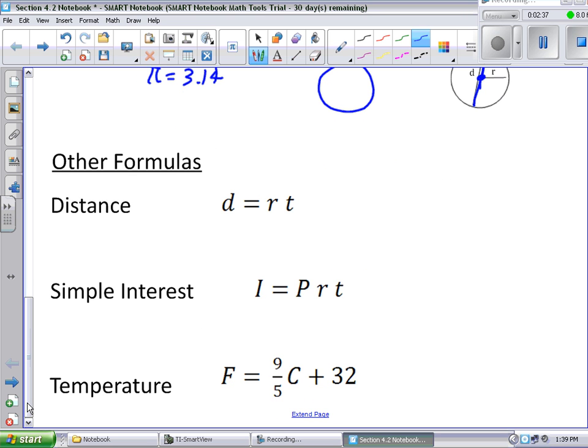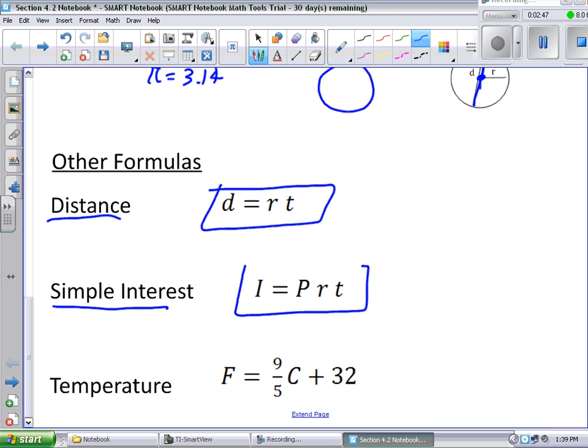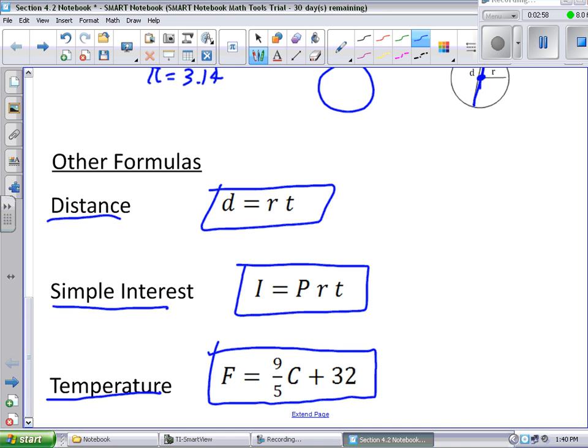Some other formulas that we will use in intermediate algebra. Distance is equal to rate times time. Simple interest is equal to principal times rate times time. And temperature, we use this one in physical science a lot of times. Fahrenheit is equal to 9/5 centigrade plus 32.